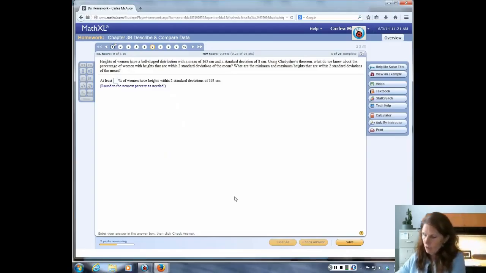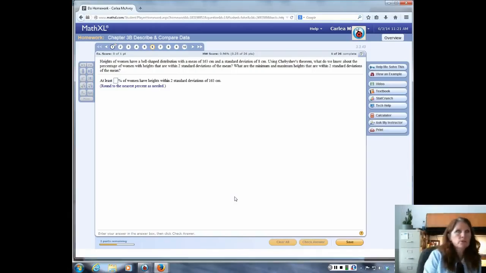So let's draw that picture. Here's the mean. Here's 1 standard deviation. Here's 2 standard deviations. Here's 3 standard deviations. That would be, he's saying 89%. They're asking about 2 standard deviations. So let's go look at the book.